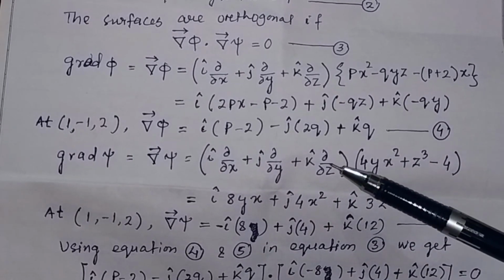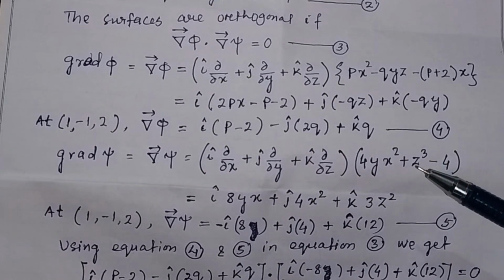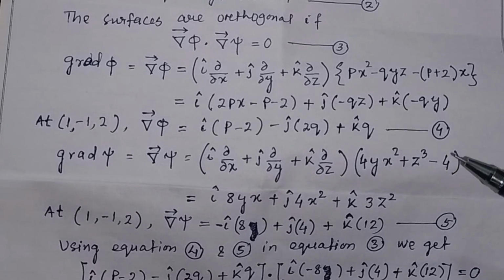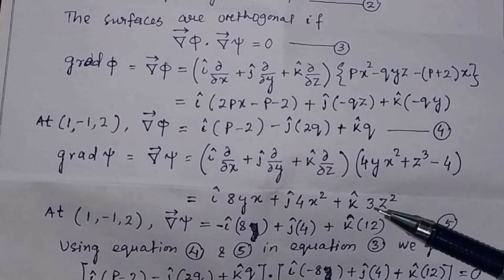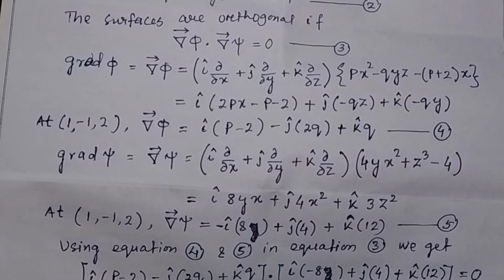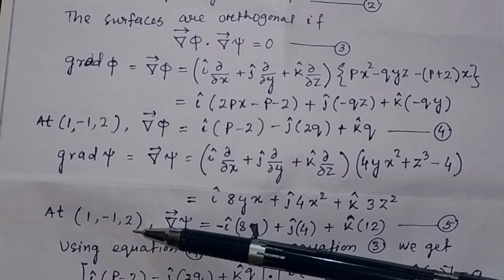And for k cap, the partial derivative of z cube will be equal to 3z square, because here there is no z and this is a constant, so it will be equal to 0. So k cap 3z square. Now we find out the gradient of the scalar function psi at the point (1, -1, 2).